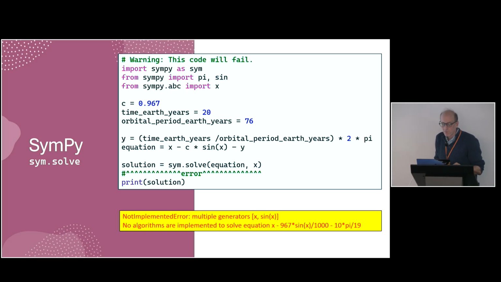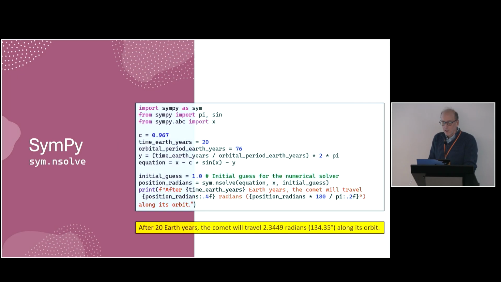Set up the same things. We use sym.solve, asking it to solve the equation, and we're going to get an error. It's going to say not implemented, multiple generators, no algorithms are implemented to solve this equation. So it looks like we're out of luck. Happily, if we just need an answer, we can change sym.solve to sym.nsolve and get a numerical solution. And when we run this, it'll say, after 20 years, the comet will have traveled 2.3 radians, which is 134 degrees along its orbit.